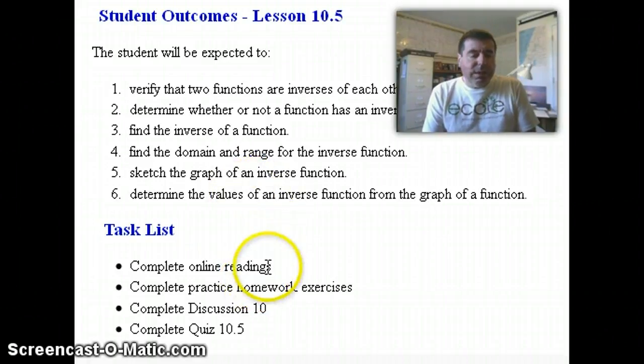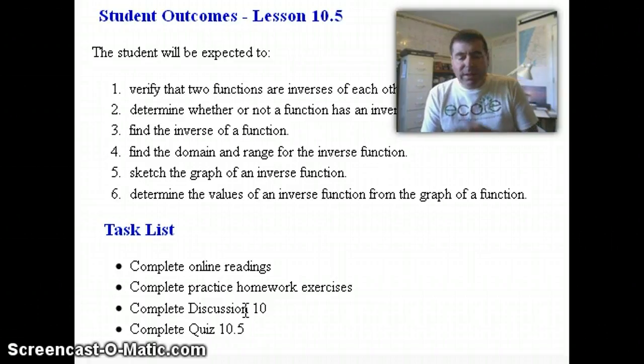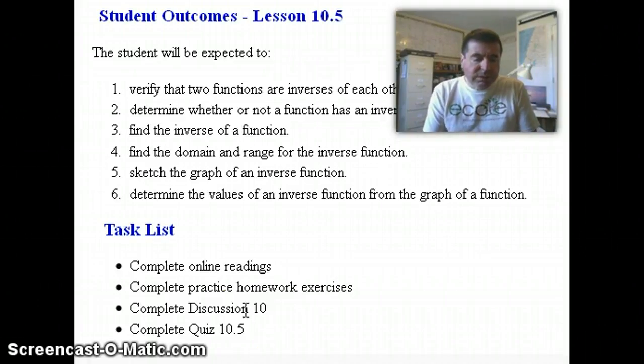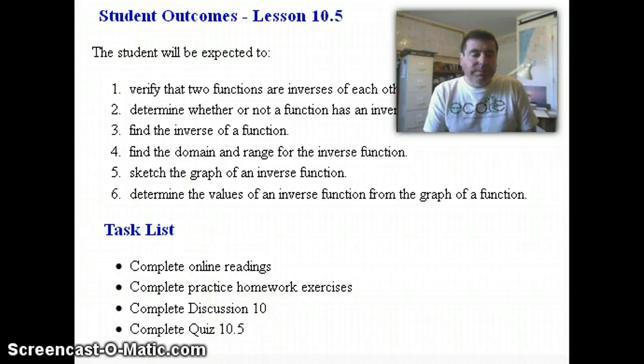All right, so complete your online readings, and then you've got your assignments, your discussion post. Remember, if you've read your discussion post, which you should have already, please make it after you finish with the 10.4 lesson and quiz. That way you have enough time to take care of that and then complete quiz 10.5. Pretty straightforward on that.